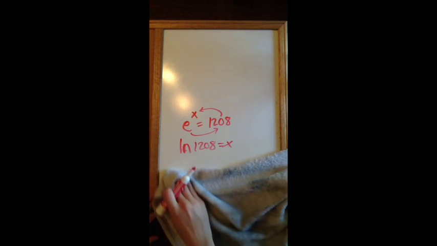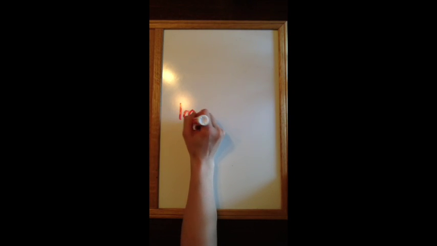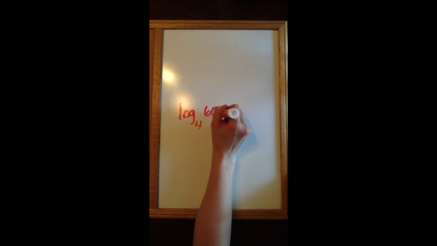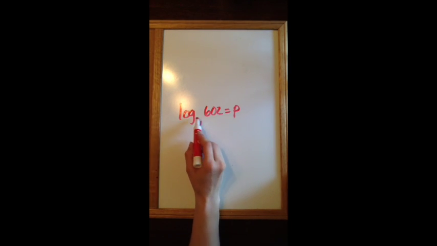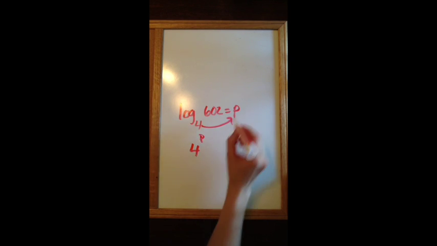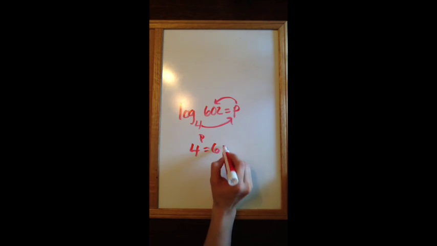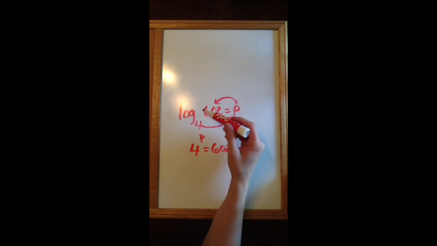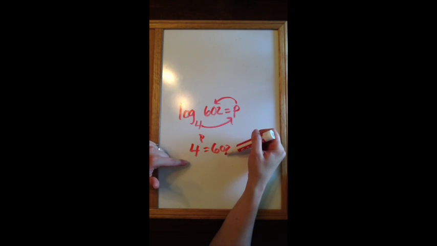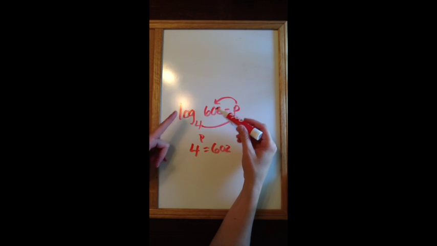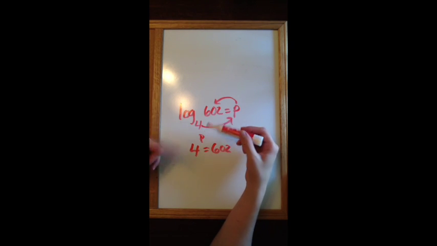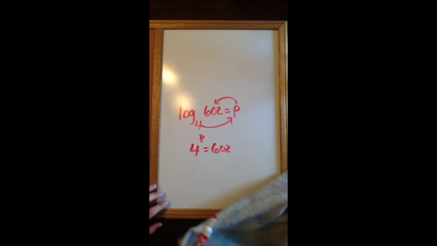Now we can go the other direction as well, and if I have a log, I can go back to an exponential. If I have log base 4 of 602 equals p, here I'm going to start with the base, so I'm going to start with the subscript. I'm going to do 4, then hop to the other side, so to the p, and then hop back, equals 602. Notice it was in log form, and now it's in exponential form. Log and exponential undo each other, like the square root versus squaring it, or adding versus subtracting. They're inverses of each other.